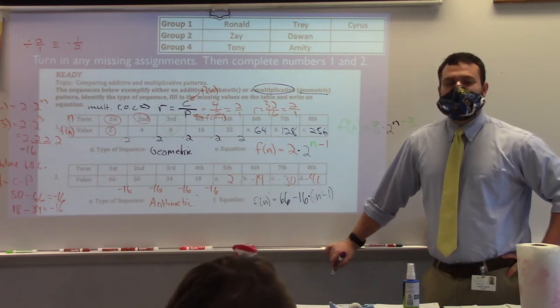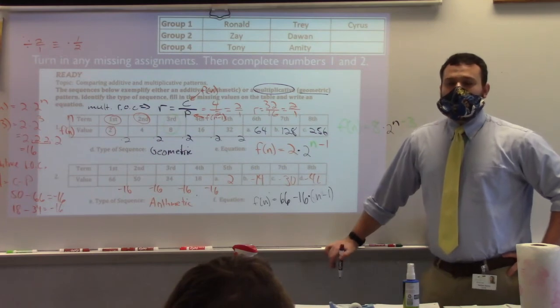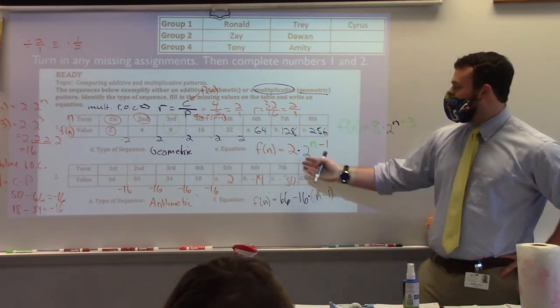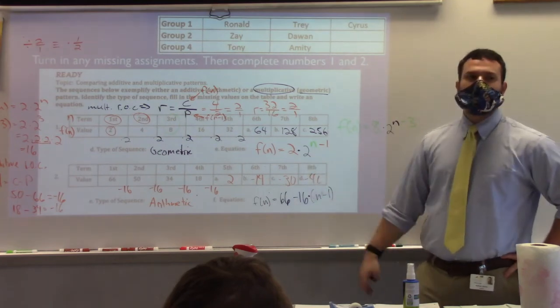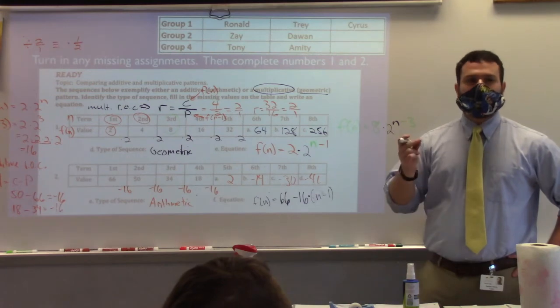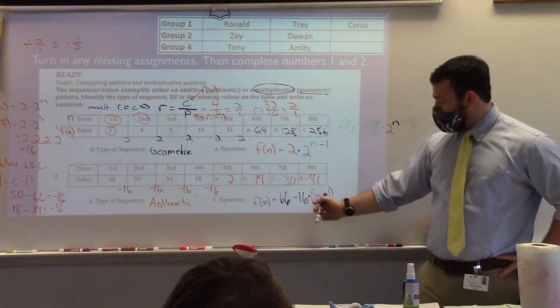Yeah. Guys, we need to have justifications and reasons. I need you to remember how we mathematically show this idea of repeated blank. How do we show repeated multiplication with an exponent? If it's an additive rate of change, how do you show repeated addition? Multiplication. So there it is.